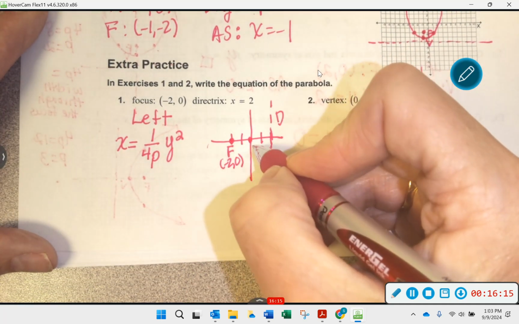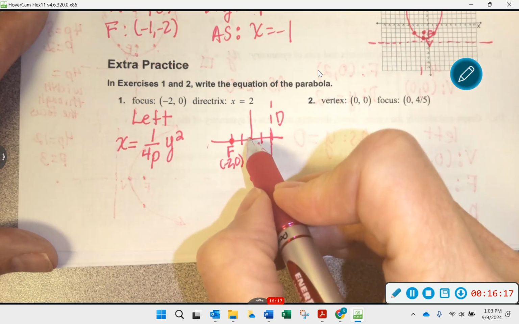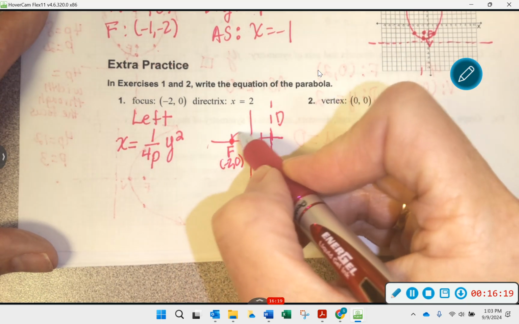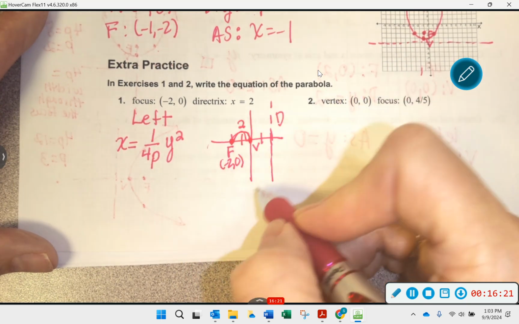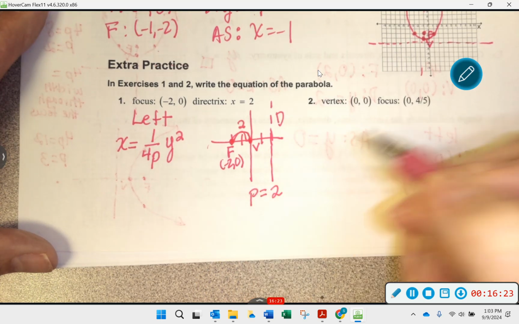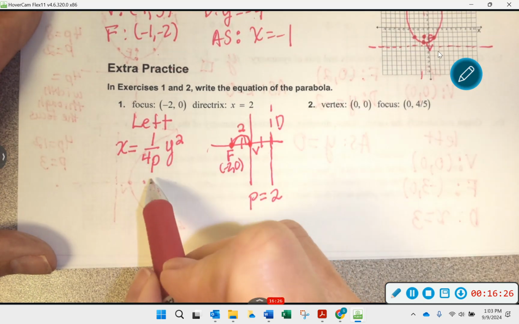All right, here's our vertex. How far is it from the vertex to the focus? How far apart are those? So that's our p-value. P is 2. Can you think of the equation then if p is 2?